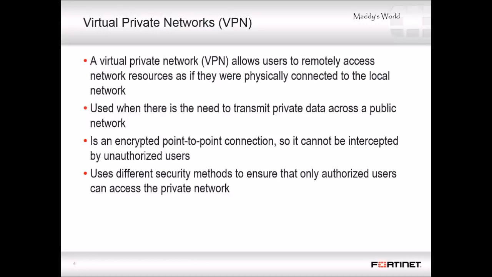A virtual private network allows users to remotely and securely access private resources as if they were locally connected. It is generally used to send private information over a public network, so it is not only implemented for providing access to mobile users, but also for interconnecting geographically dispersed networks across the internet. The user data traveling inside a VPN tunnel is encrypted, so it cannot be intercepted by unauthorized users. It also uses different techniques to ensure that only authorized users can establish the VPN and access the private resources.